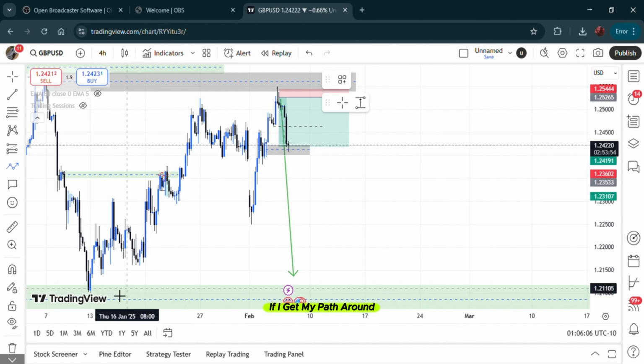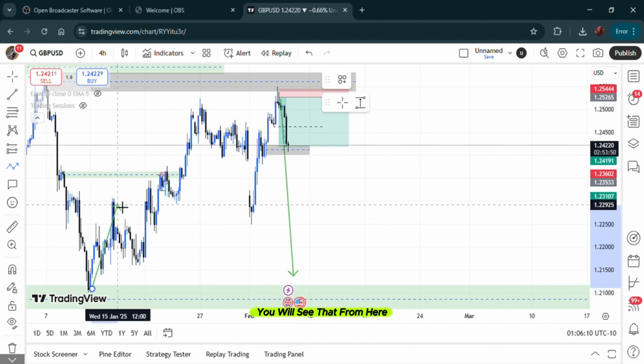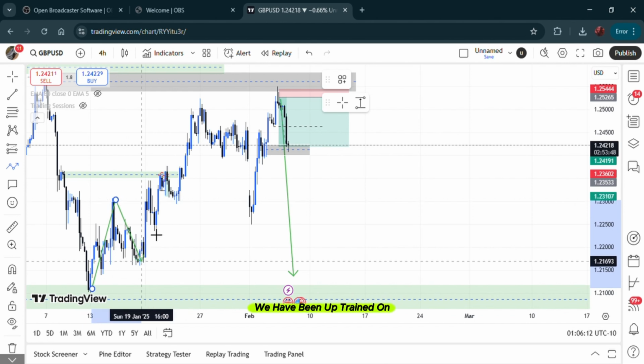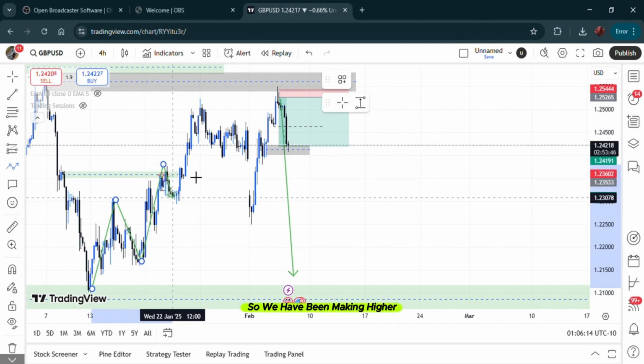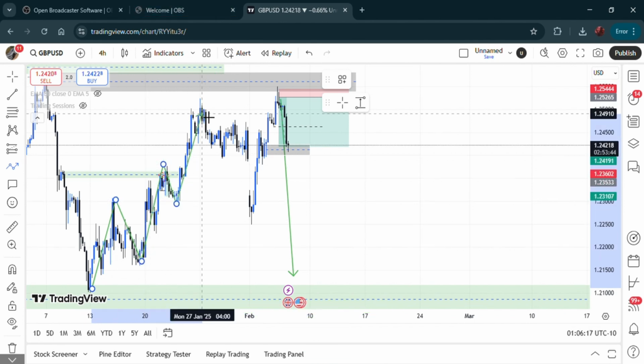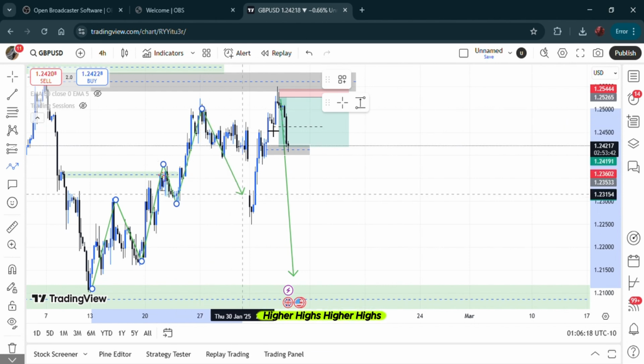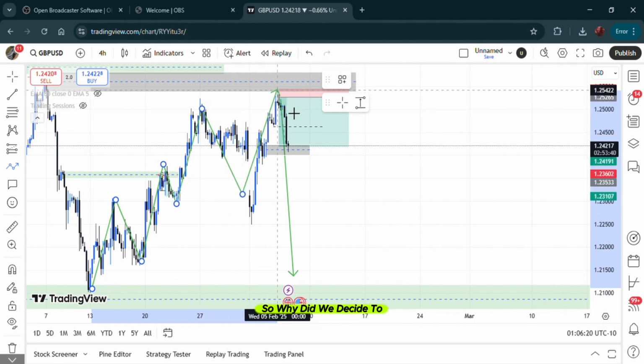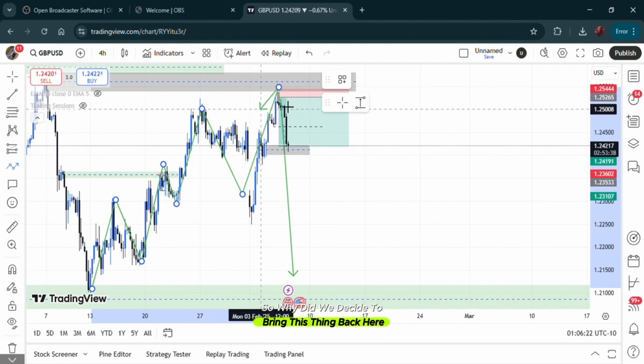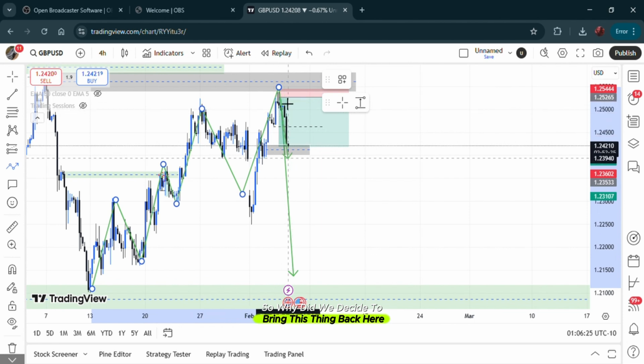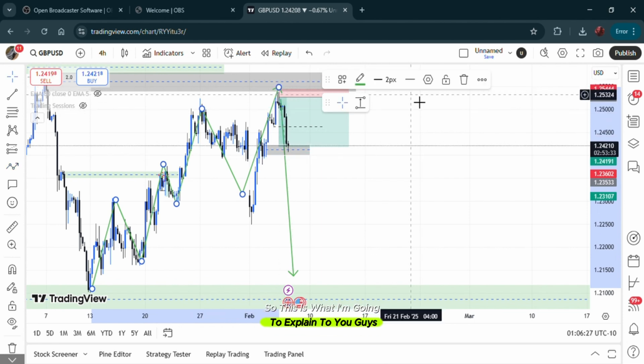If I get my path right here and draw, you will see that from here we have been in an uptrend on 4 hours. So we have been making higher highs, higher lows, higher highs. So why did we decide to then take this step back here? So that's what I'm going to explain to you guys.